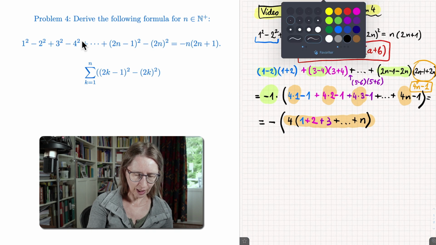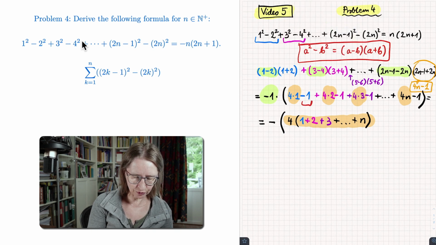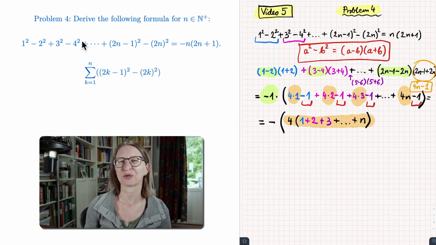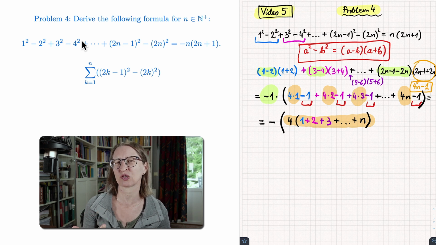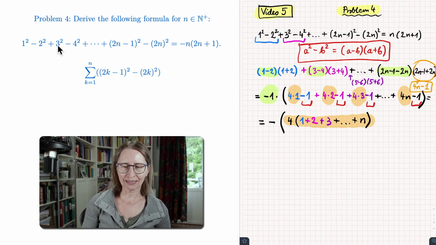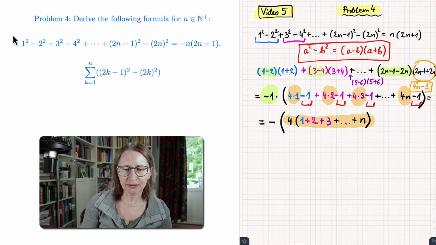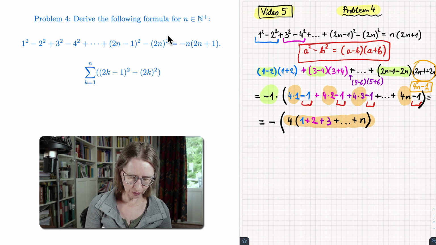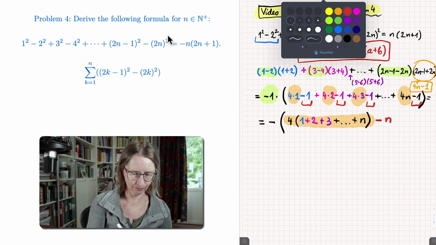And what do I have more? I have minus 1, minus 1, minus 1, and so on. And how many minus 1s do I have? Well, as many as I have terms here. So this is my first term, this is the second one, and this is the one number n. So there are n terms, so it will be n times minus 1. So it means that I have simply here minus n.